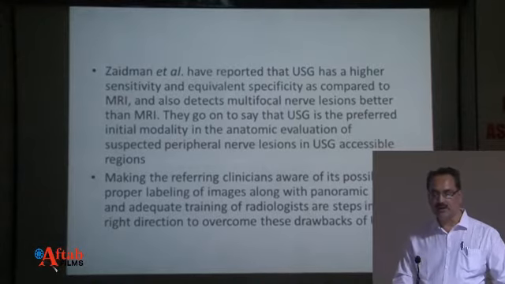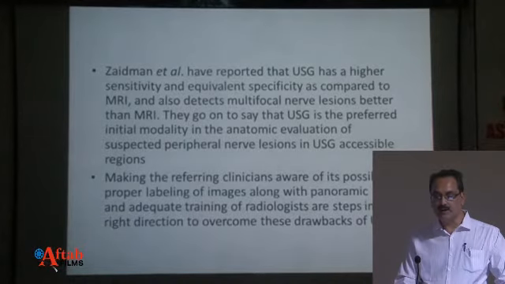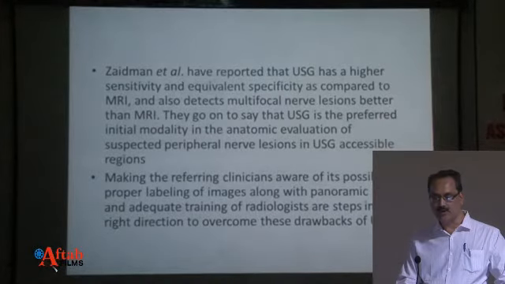Zeidman et al. have reported that ultrasound has a higher sensitivity and equivalent specificity as compared to MRI, and it also detects multifocal nerve lesions better than MRI. They go on to say that ultrasound is the preferred initial modality in the anatomic evaluation of suspected peripheral nerve lesions. Making the referring clinicians aware of its possibilities, proper labeling of images along with panoramic views, and adequate training of the radiologists are the steps in the right direction.